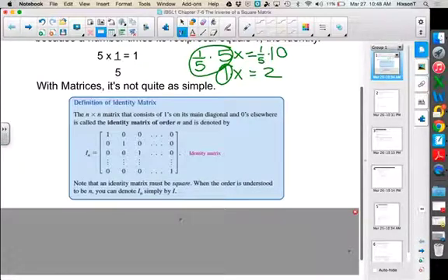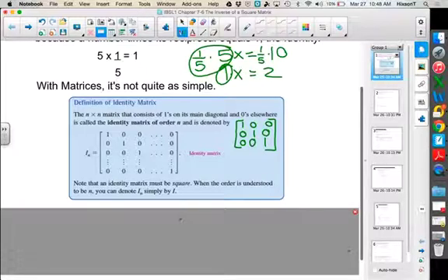It looks a lot like the row reduced echelon form. In fact, if you remember, you had this, and then you had your column of answers. Well, this by itself is the identity for 3 by 3 matrices.